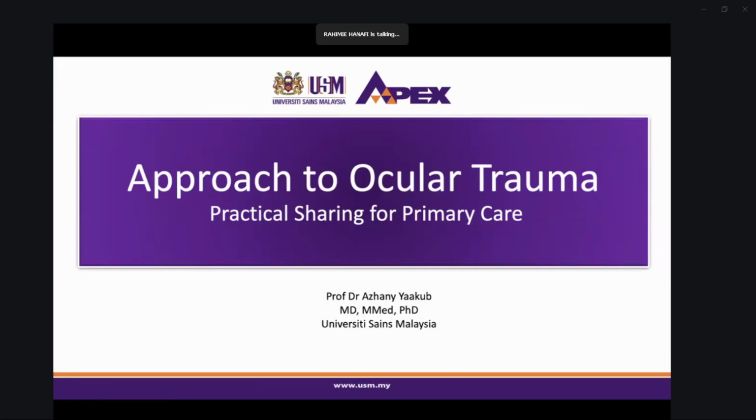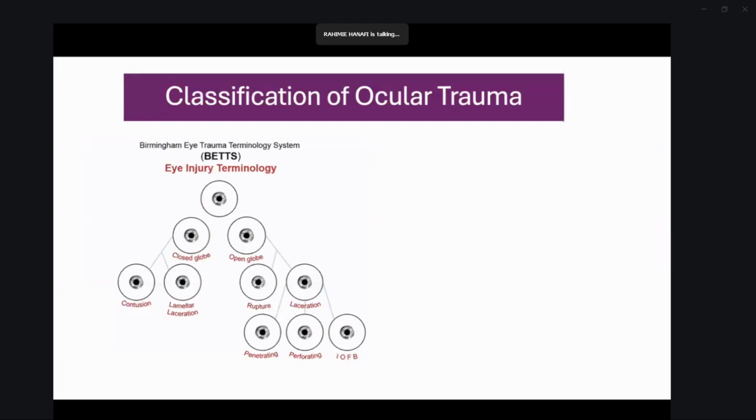Okay, so basically this topic is quite big. So what I'm trying to do today is simplify and share the cases that are really related to primary care. For the introduction, in terms of classification of ocular trauma, there is a system called the Birmingham Eye Trauma Terminology, in which the ocular trauma is divided into two: closed globe trauma and open globe.